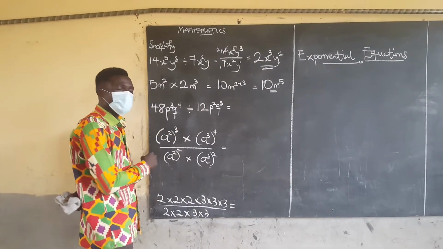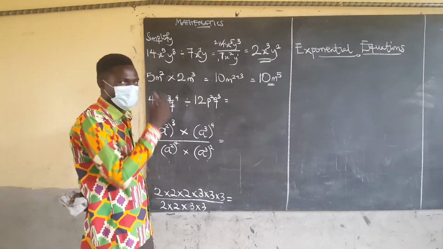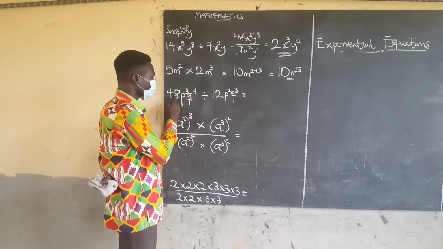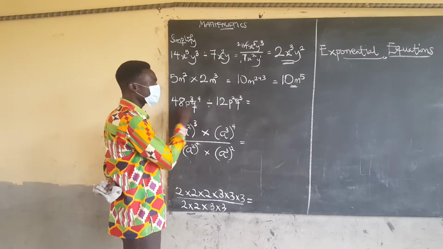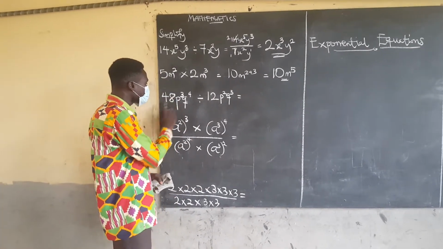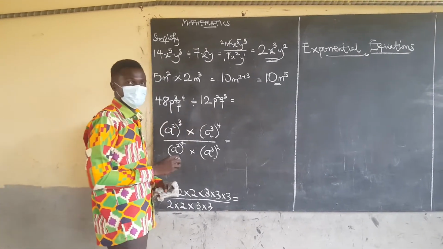Then this is also just like the second law of indices. When you look at the numbers, they are not in powers. So we are going to divide 48 by 12.